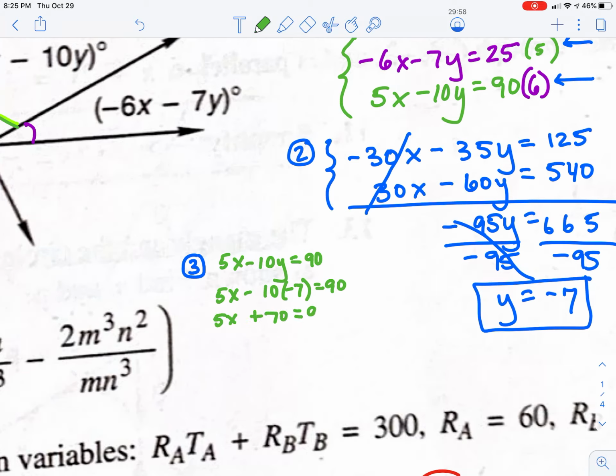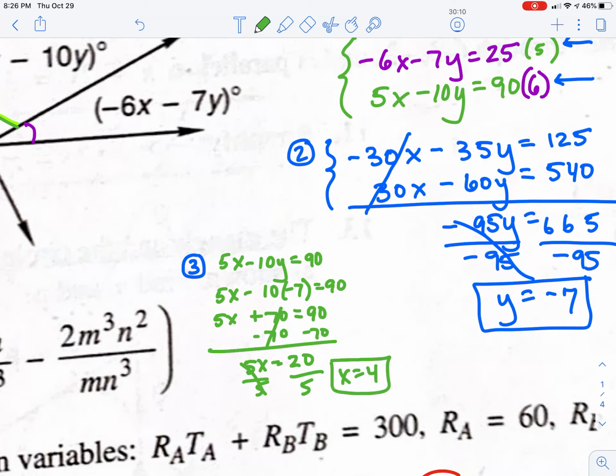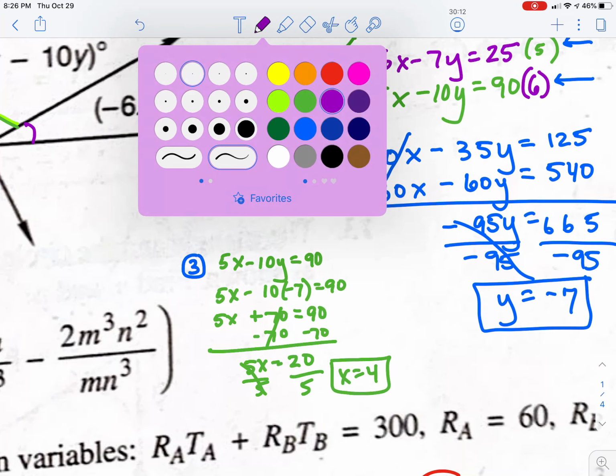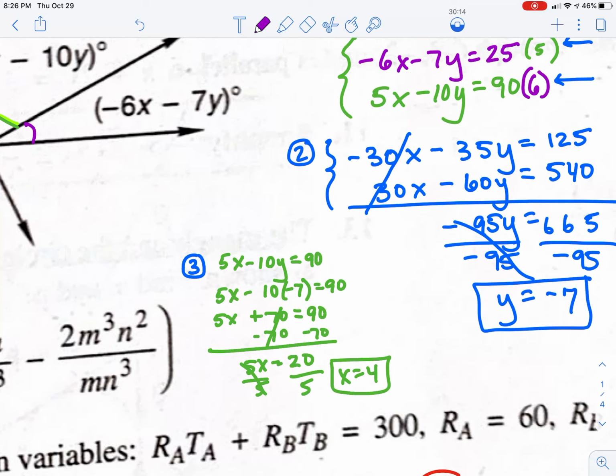5x plus 70 equals 90. And we just work this through with our algebra knowledge. So there's my x value and my y value. And remember how we write this? 4, -7. And that is your final answer.